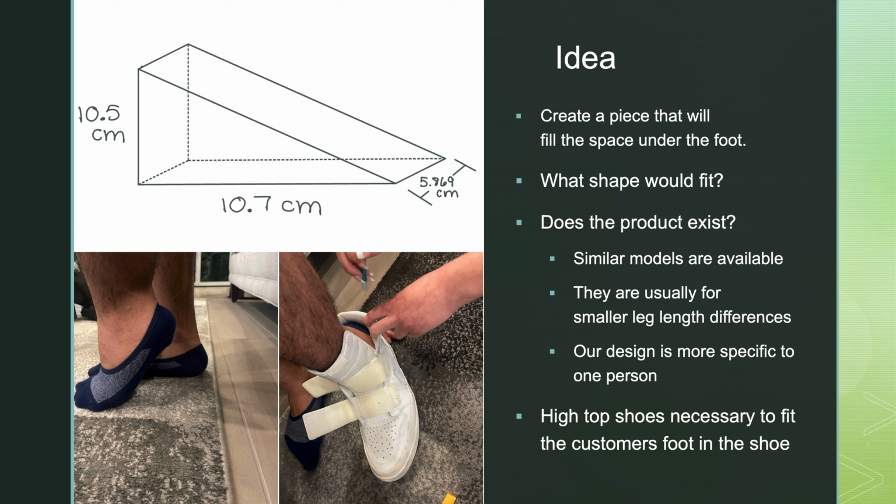So there are similar products to our idea, however, they are usually for smaller leg differences. Our design is different because it's going to be specific for one person, so it can perfectly fill the gap. Also, our customer's leg difference is so large that it is necessary that we use high-top sneakers for his foot to fit inside the shoe. And now I'll present the final 3D model that we created.